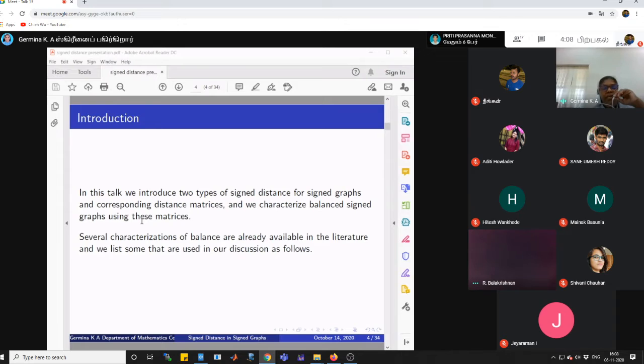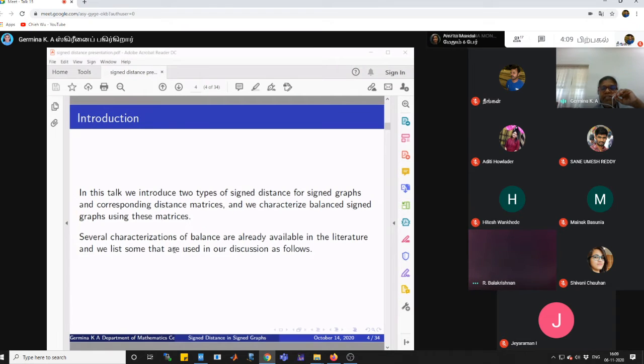Because the sign of a path is defined as the product of the signs on the path, and the sign of a cycle is defined as the product of the signs on that cycle. So when we take the product on the path or cycle, if an odd number of negative edges come, we get a negative sign, and if an even number, a positive sign. So naturally we face a problem where the path is positive or negative.